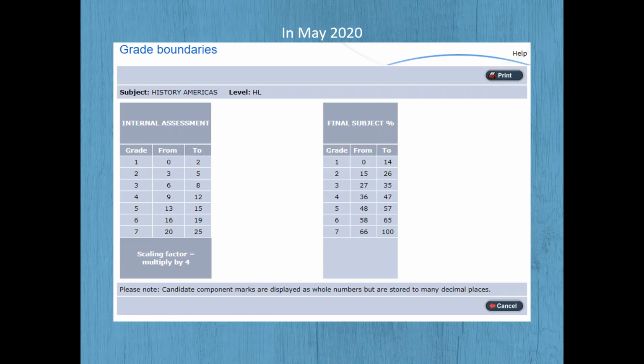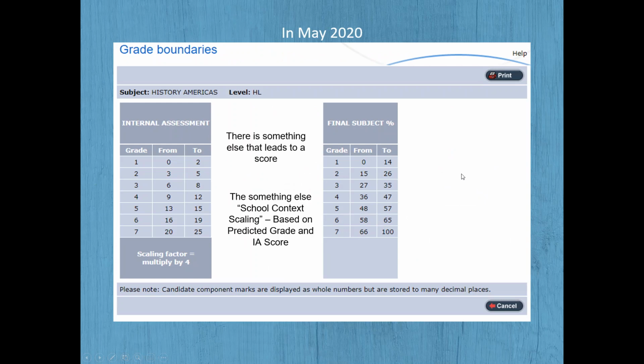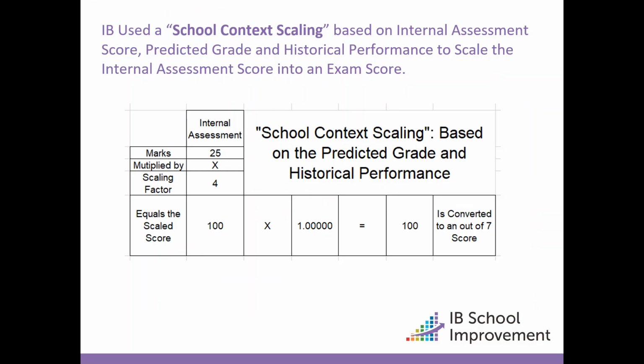These are the grade boundaries for May of 2020. It would take your internal assessment number, the rubric score, in this case my example is history, the rubric is out of 25, multiply it by 4, that gets you to an out of 100 score. However, there is something else that leads to the score. That something else is the school context scaling based on predicted grade and IA score.